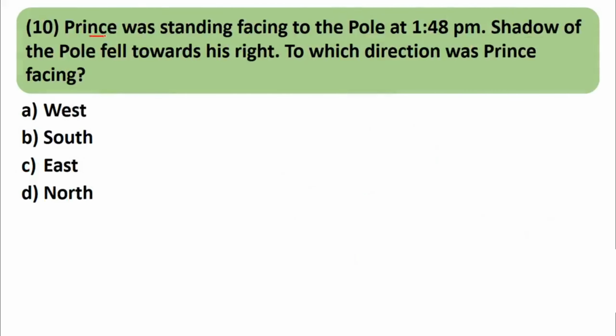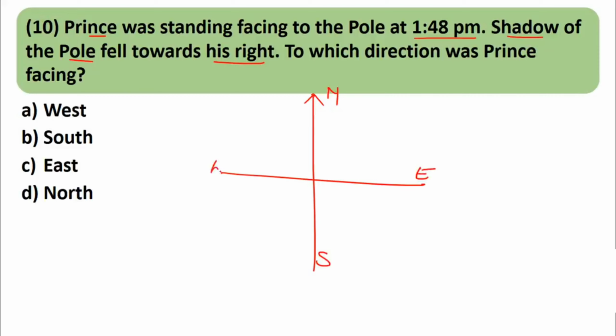Question number 10. Prince was standing facing the pole at 1:48 p.m. Shadow of the pole fell towards his right. To which direction was Prince facing? Very easy, similar to the previous sum. This is our north, this is our south, this is our east, this is our west. It is 1:48 p.m. We know sun rises over here, goes over here at 12 o'clock. So at 1 o'clock, the sun will be here somewhere.